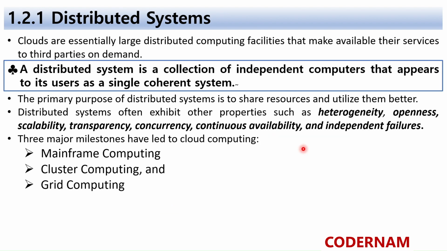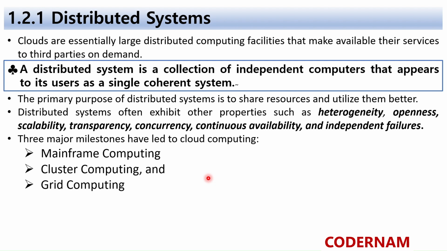Distributed system means it is a collection of independent computers located in different parts, so that it appears to the user as a single coherent system. So its benefits or properties are heterogeneity, openness, scalability, transparency, concurrency, continuous availability, and independent failures.